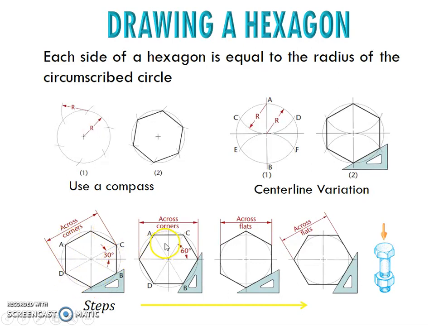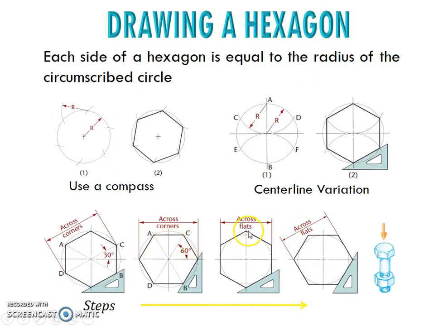Okay, so for this one, across corner is if you want to put the flat side on the ground. This one, the point is on the ground. Okay, so the method will be the same, only the angle will be a little bit different. This one is 60. The 30 degree angle is shifted to the other side.